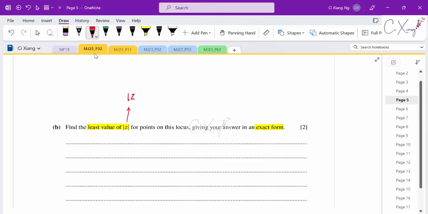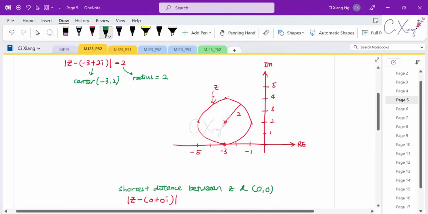You can see that modulus z, I can rewrite as the modulus of z minus 0 plus 0i, which means that we are going to find out the shortest distance between z and 0, 0. And z is the locus that we drew just now. So that means if you refer back to our diagram just now, z can be anywhere on the circle.